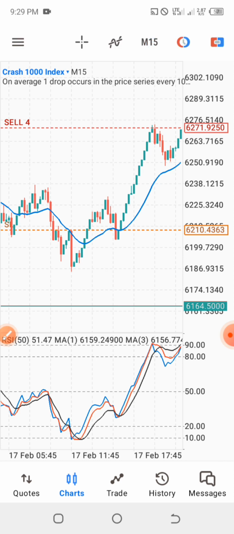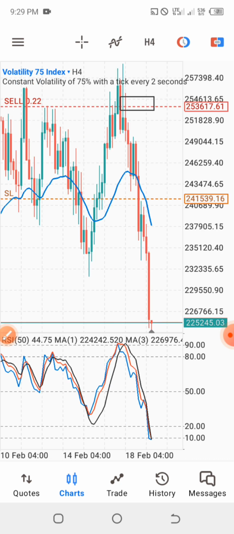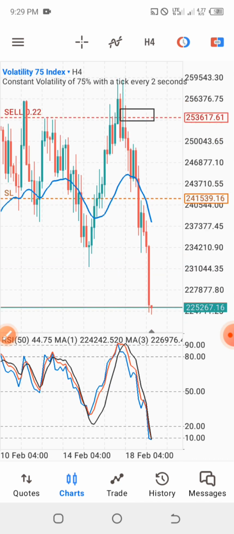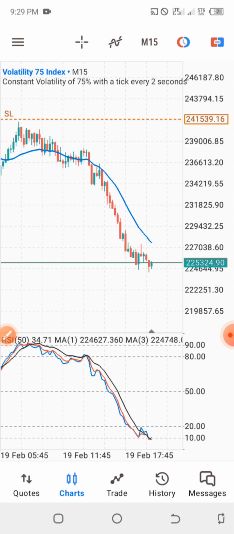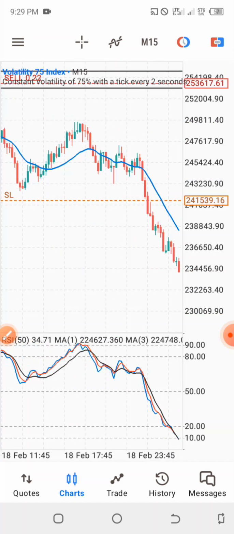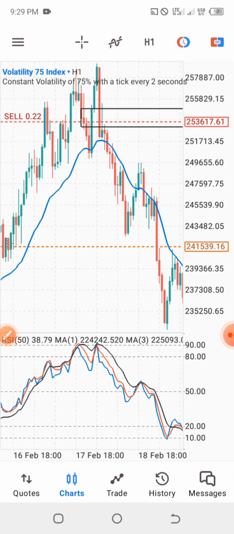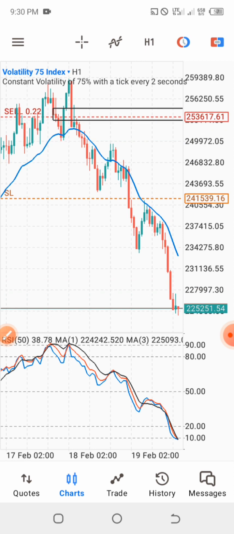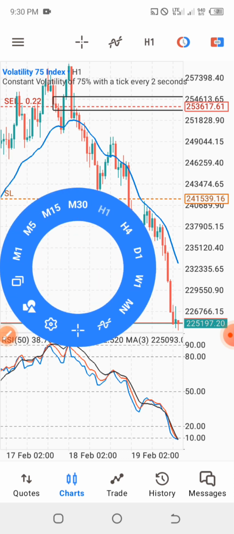Now let me show you guys the Vix trades right here. So this Vix trade has been running massively. So now how are we going to use this Vix to take trades as well? Now let me use the 1 hour time frame for this measure of the Vix 75 right here.